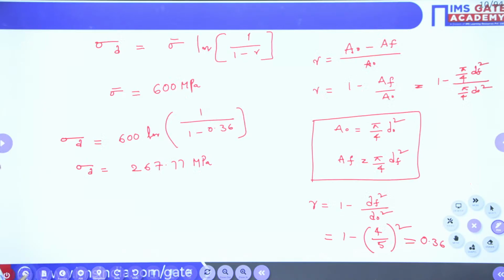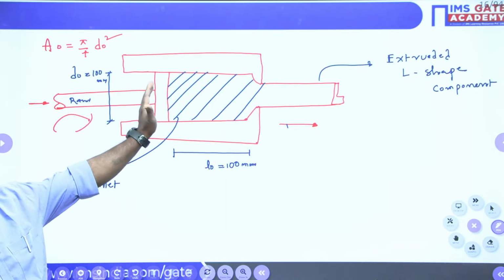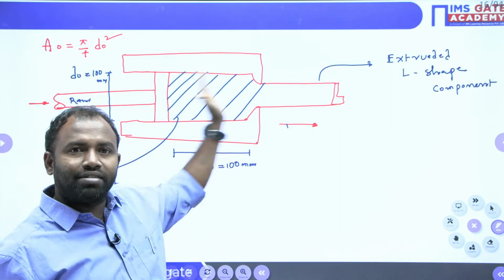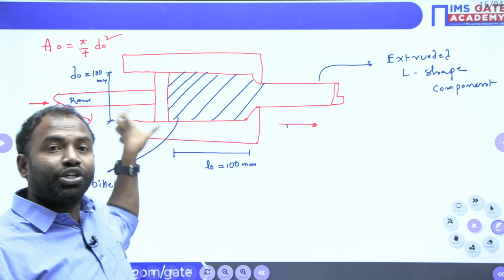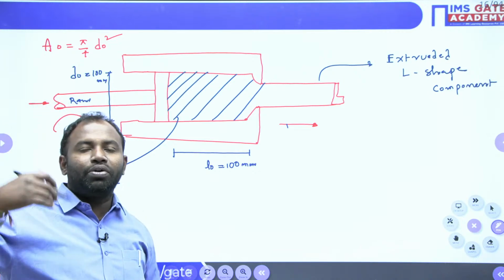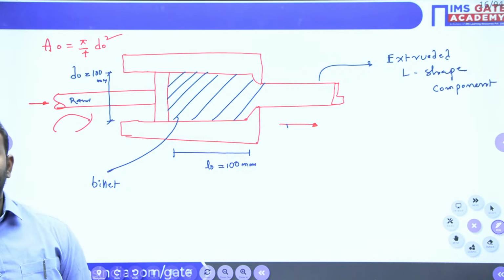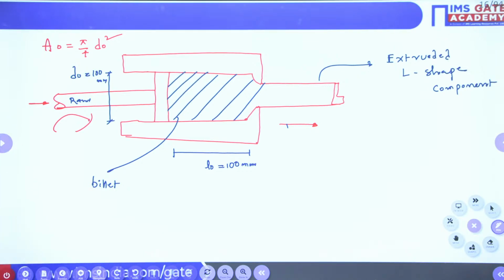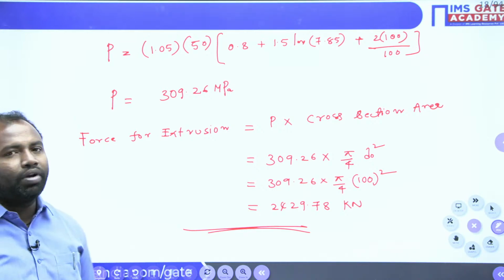Now in case of the extrusion process, we are applying the force from the back side. That is the reason why here I am going to apply pressure into the initial cross section area, so that we are going to get the force required for the extrusion process. Hope you understand. Now check your answer. Those people who solved along with me, check your answer and then we will move forward.